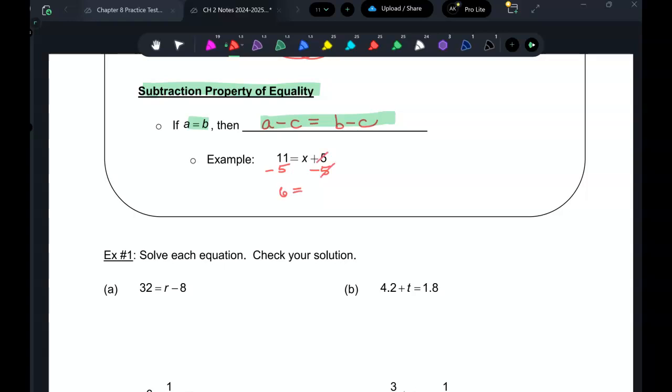And the 5s are going to cancel. And I bring down the x. I bring down the equals. Okay?